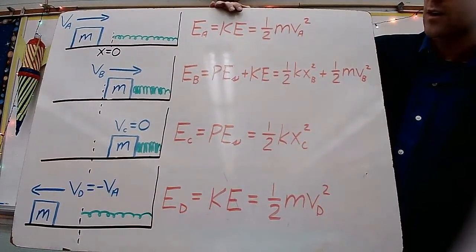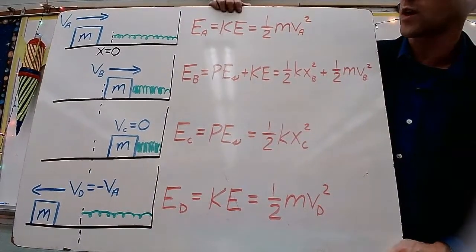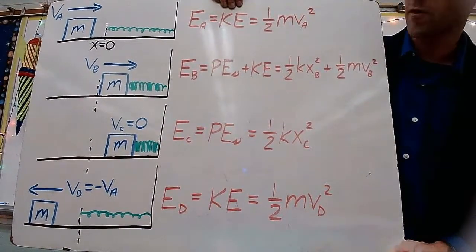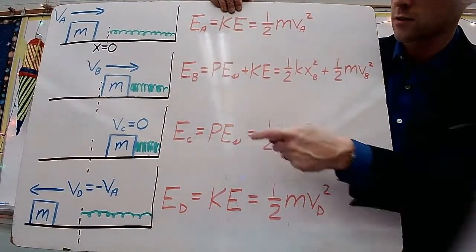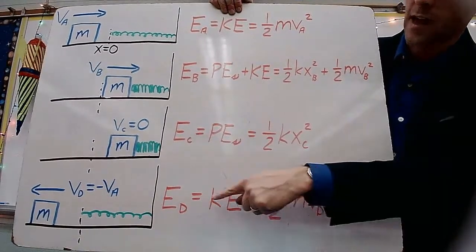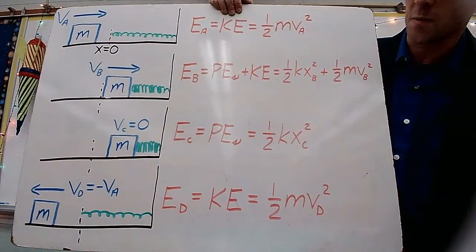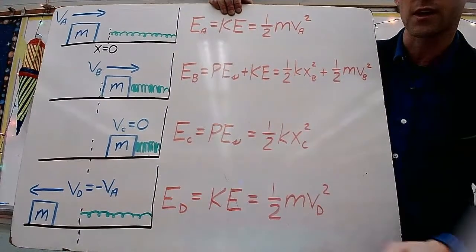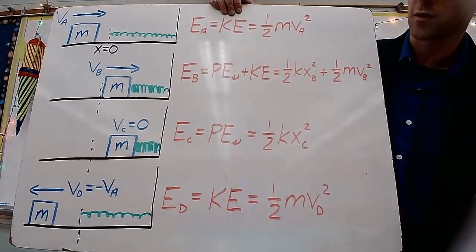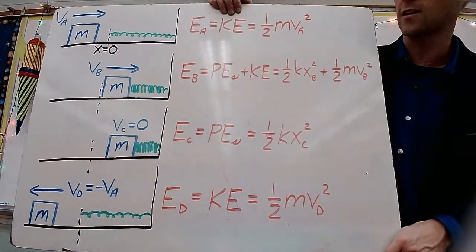For the next one, in letter C right here, as it is fully compressing that spring, now we're down to just one form of energy again. It's all spring potential energy. So the energy at C is all spring potential. And then the last one, now that the spring has effectively shot the mass back over to the left, all of the energy is kinetic again, because the spring is completely unraveled. It's back to its original orientation there. So this is the scenario we're going to be looking at here.